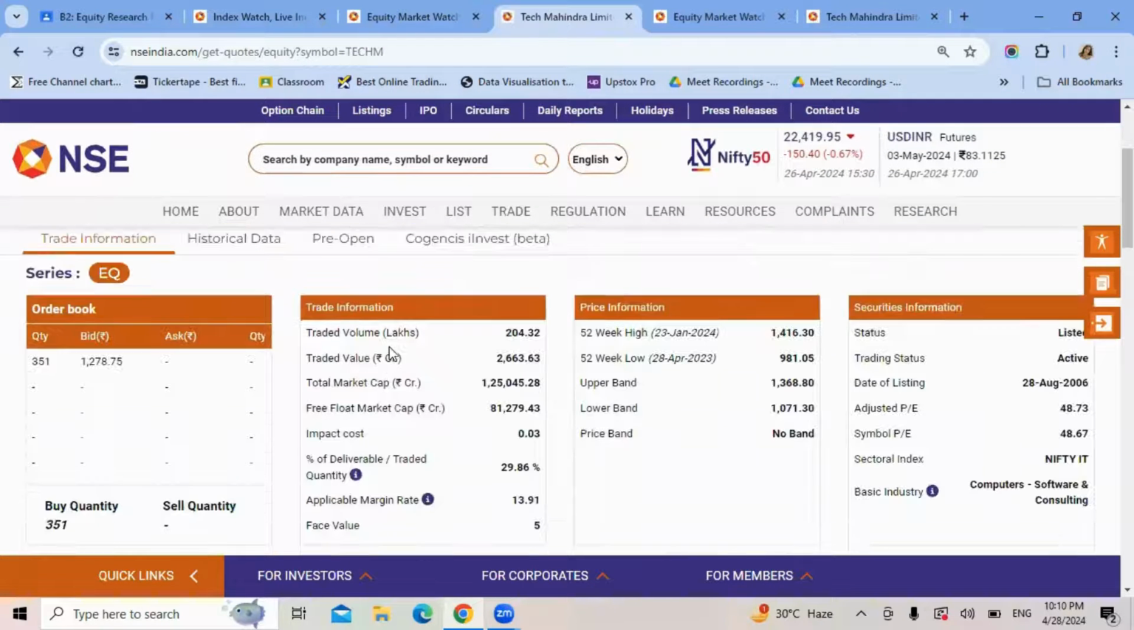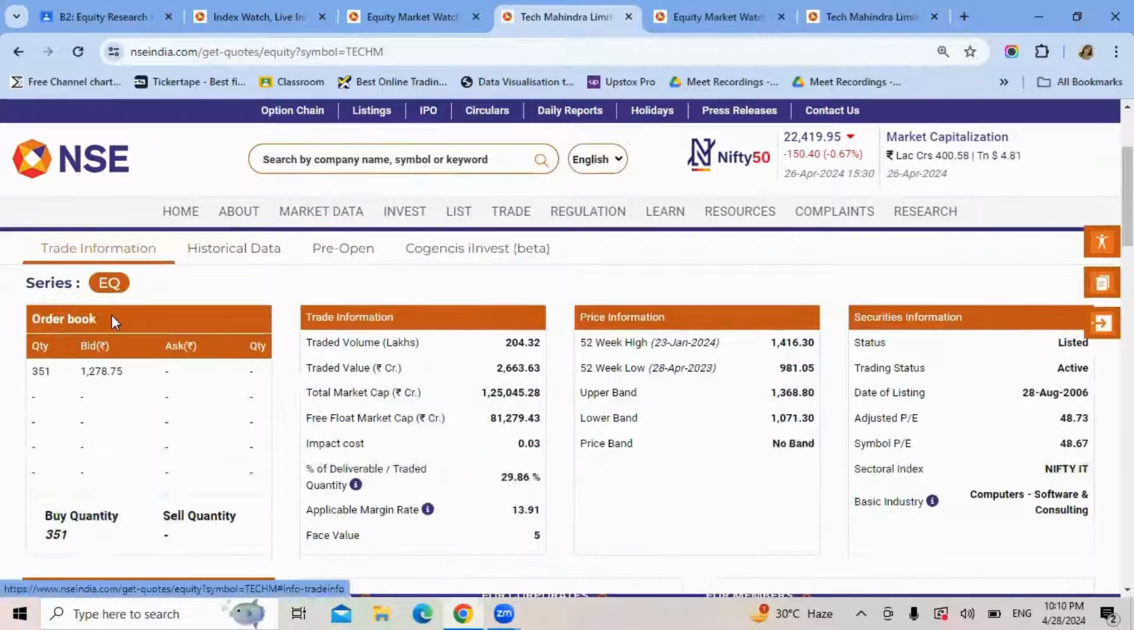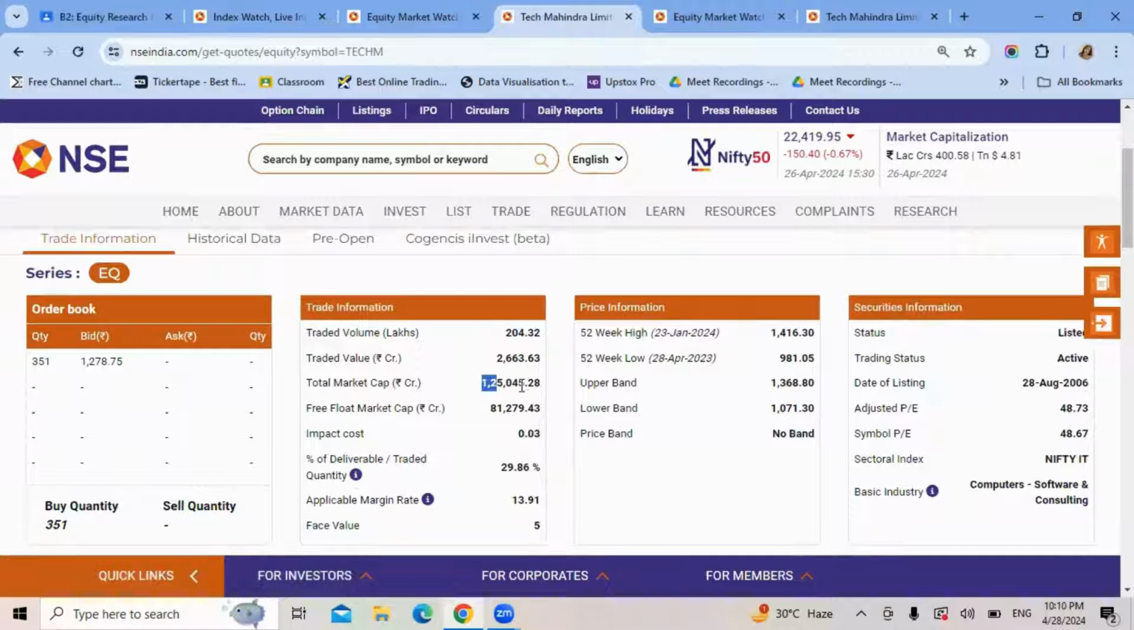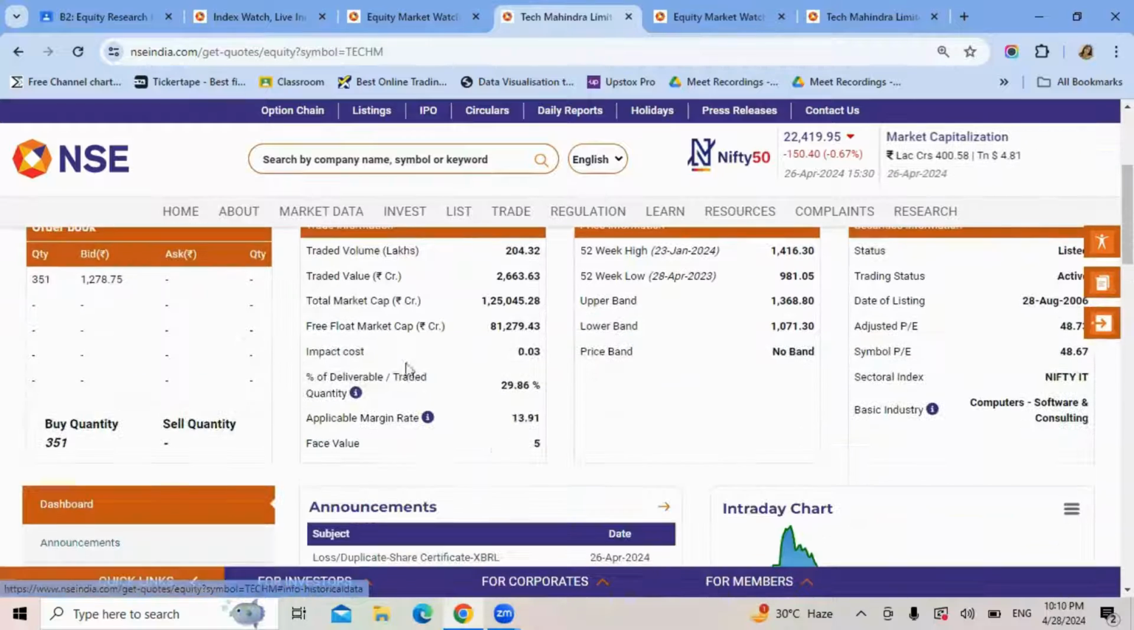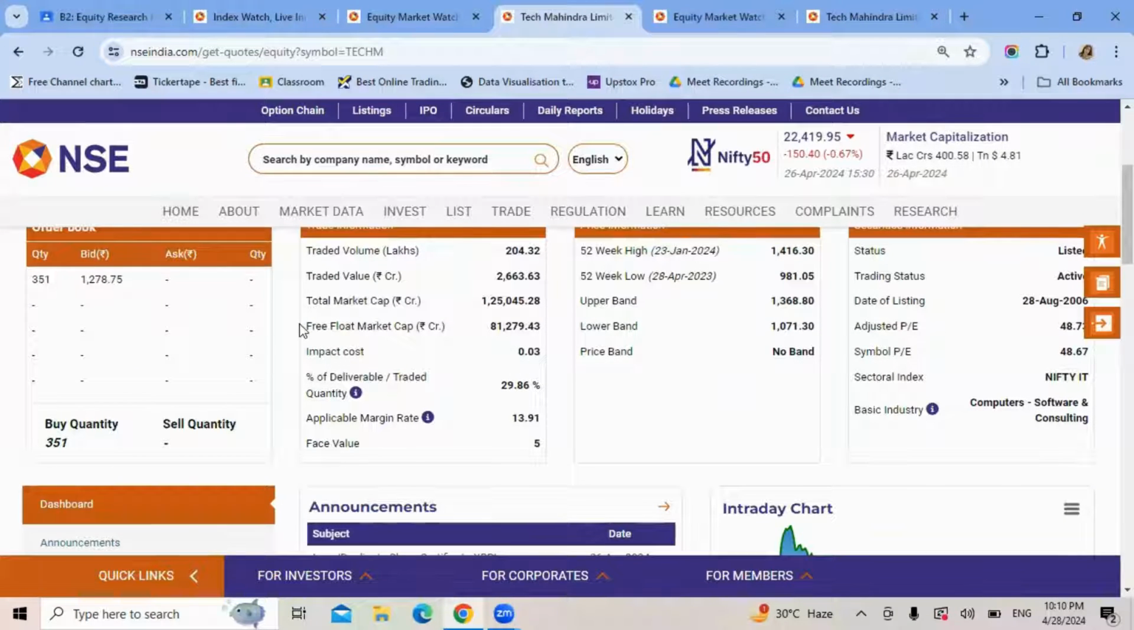So what you see here is the trade information, which is the traded volume and the total market capitalization of Tech Mahindra as on the last closing, which was 1,25,045.28 crores of rupees. This is in rupee crores. Then the free float market cap. Can you notice the difference between the total market cap and the free float market cap? This was the difference I asked you to study and research in the last session, and it is very crucial because Nifty 50 is computed using the free float market cap, and hence we should know why this is lower as compared to the total market capitalization.